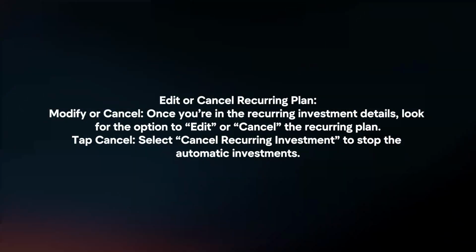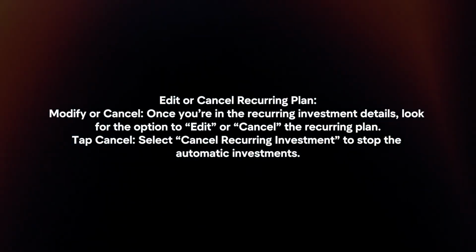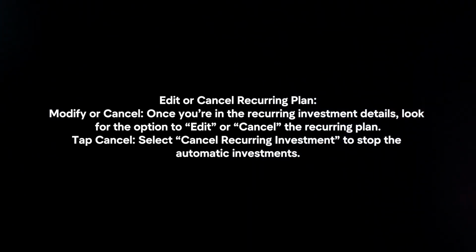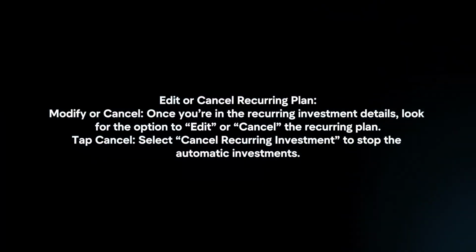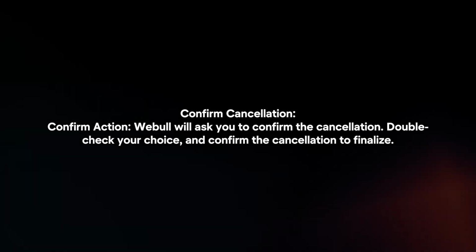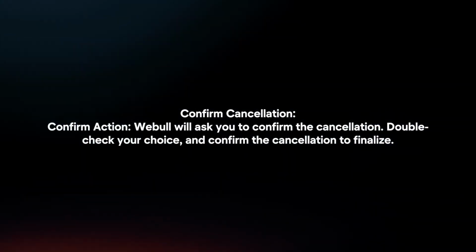Once you're in the recurring investment details, look for the option to edit or cancel the recurring plan. Tap cancel. Select cancel recurring investment to stop the automatic investments. Confirm cancellation. Confirm action. Webull will ask you to confirm the cancellation.